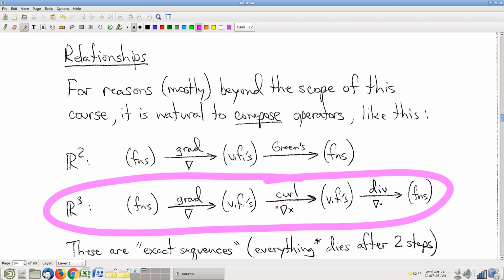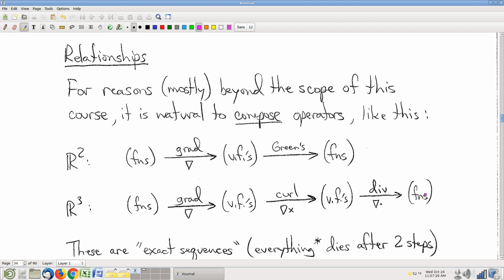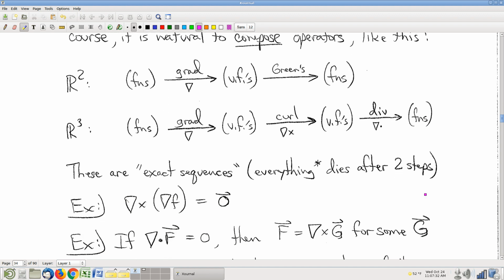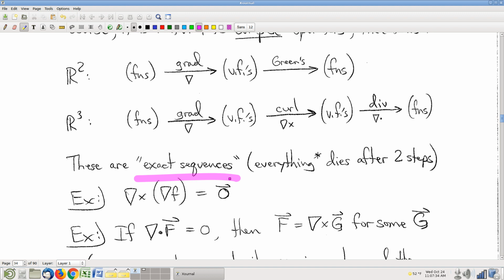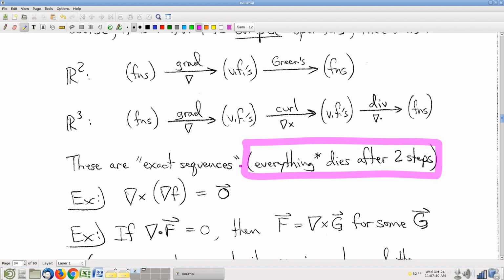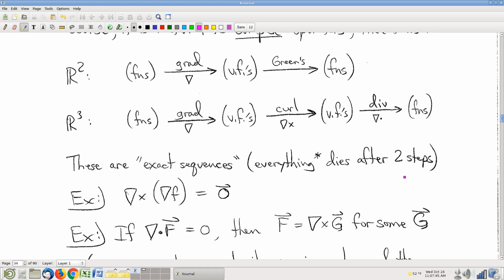Okay, so the first thing I'm going to show you on why this makes sense is that these are what we call exact sequences. So everything has a lifetime of 2, is the way I like to think about it. Yeah, question. On the above sequence, is the original function the same as the function that comes out? No. What goes into the gradient operator is something taken from the world of functions, and what comes out of divergence is something from the world of functions. It's certainly not the same thing. Absolutely not. Okay. So everything has a lifetime of 2.